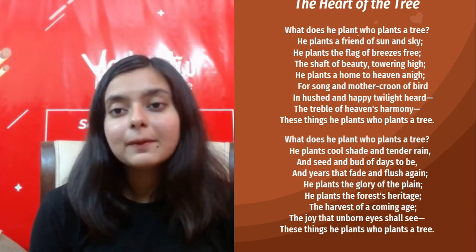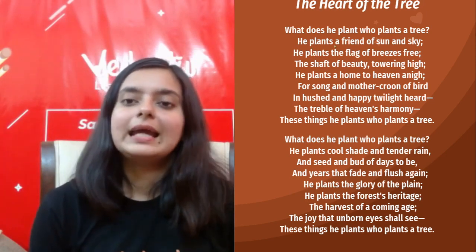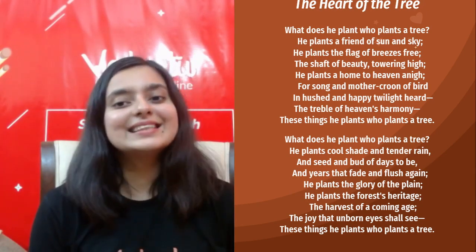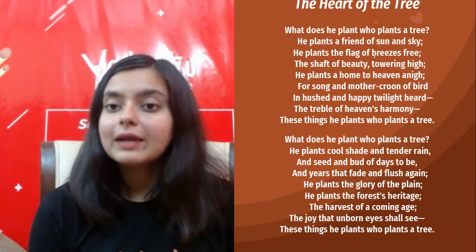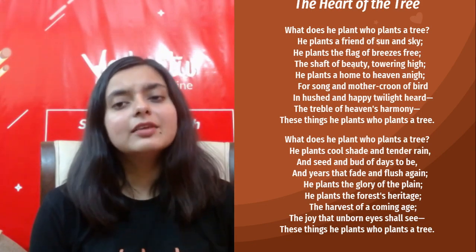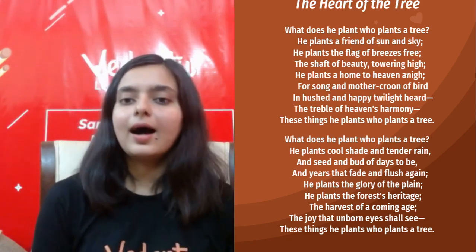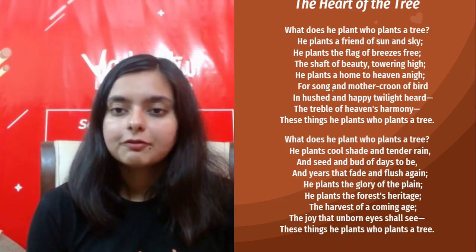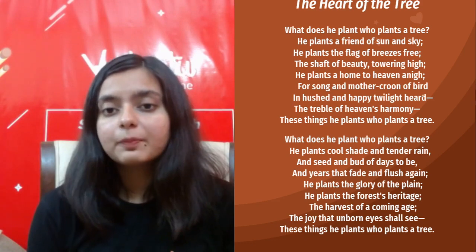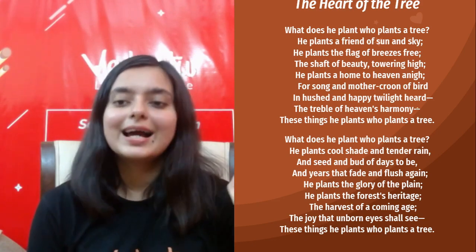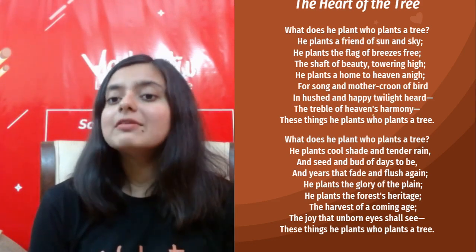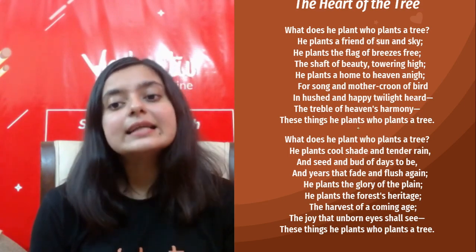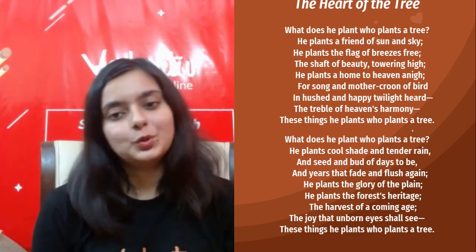What does he plant who plants a tree? He plants a friend of sun and sky. He plants the flag of breezes free, the shaft of beauty towering high. He plants a home to heaven and I. For song and mother croon of bird in hushed and happy twilight heard, the treble of heaven's harmony, these things he plants who plants a tree.